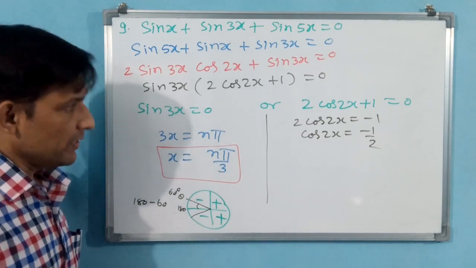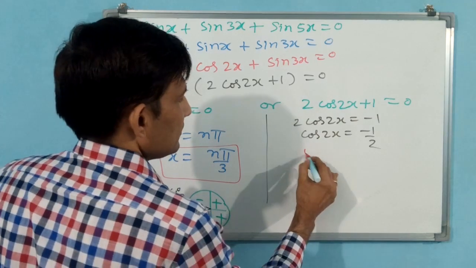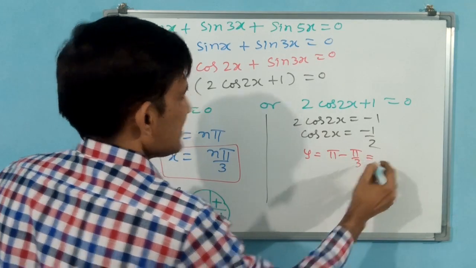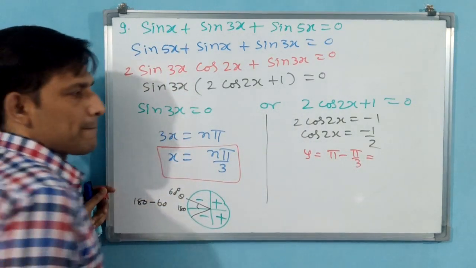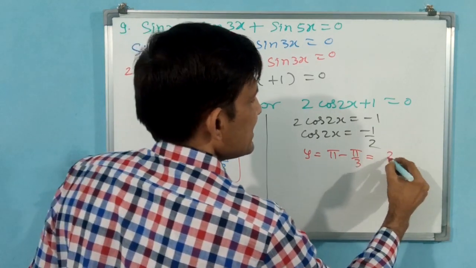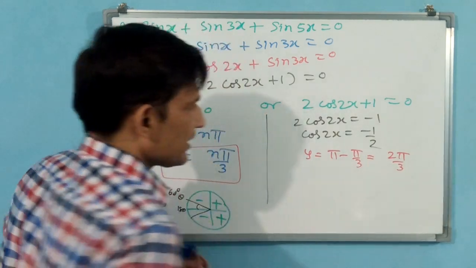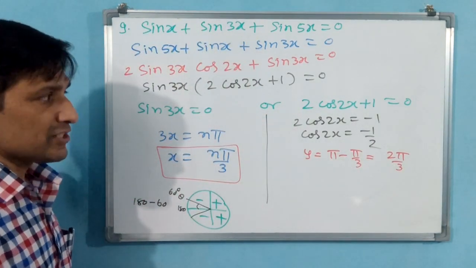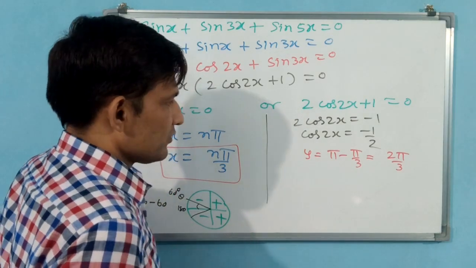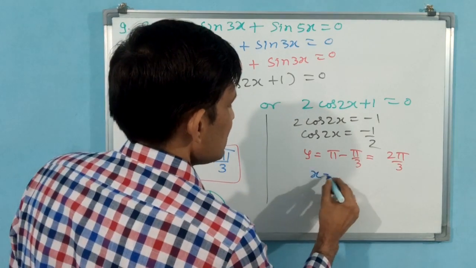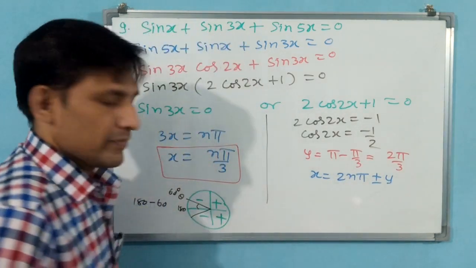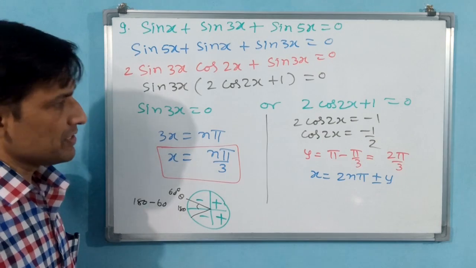How I am writing, you see, y is equal to pi minus pi by 3. 60 means pi by 3. 3 pi minus pi, 2 pi by 3. Is it okay? Now you write first general solution for cos. General solution for cos, how you are going to write? You write like this. x is equal to 2n pi plus or minus y. This is general solution equation.